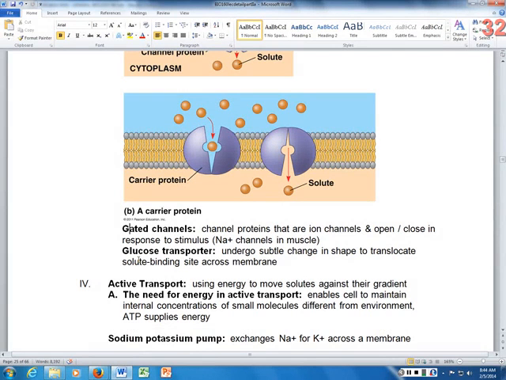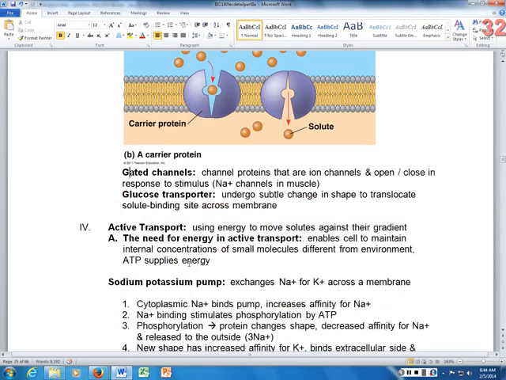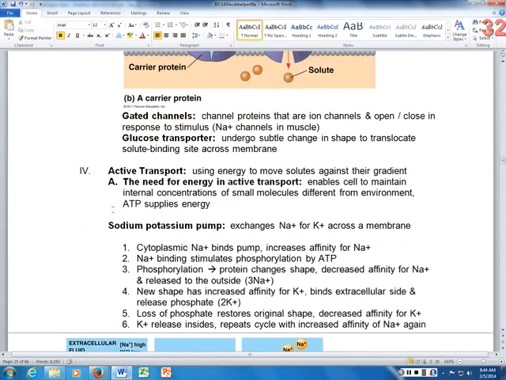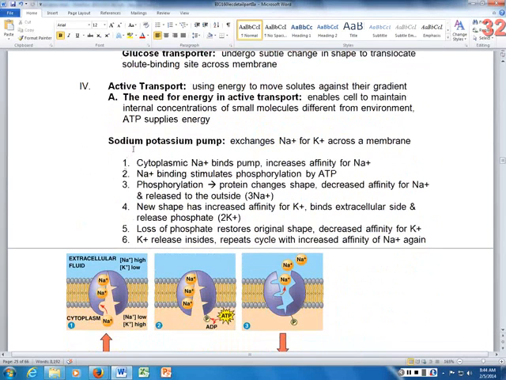So we have glucose transporter proteins. They'll undergo a subtle change in shape to help translocate the solute binding site across the membrane, helping to move the glucose in. So active transport is going to use energy to move the solutes against their gradient. So you have to use a transport protein, but it's also going to have a little toll booth here on the side that it's going to have to fork over some energy for that to happen.